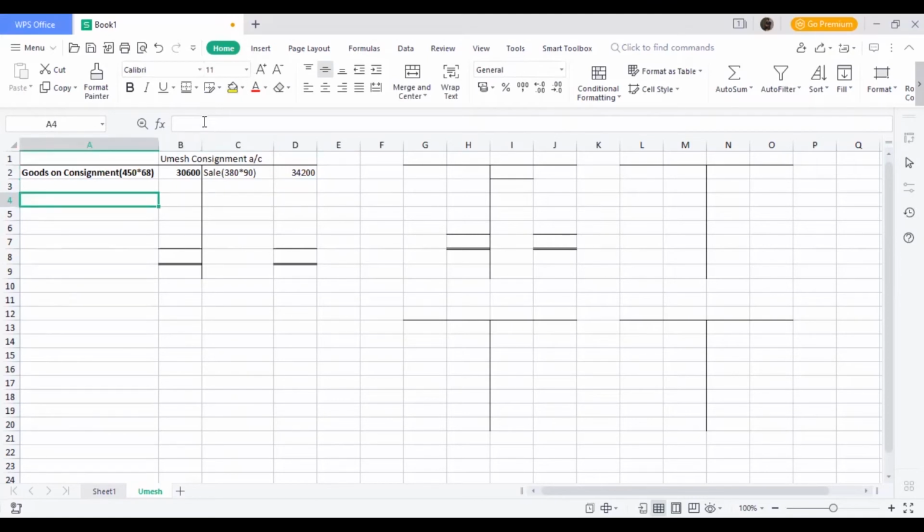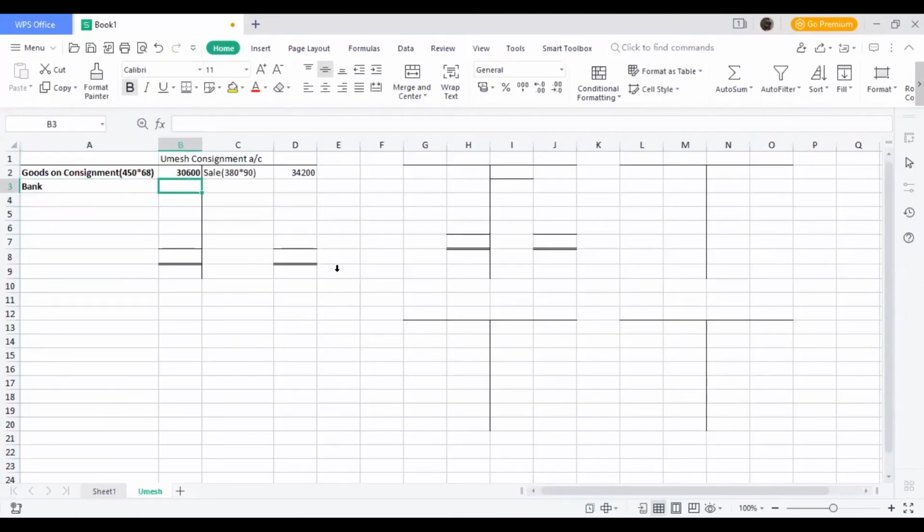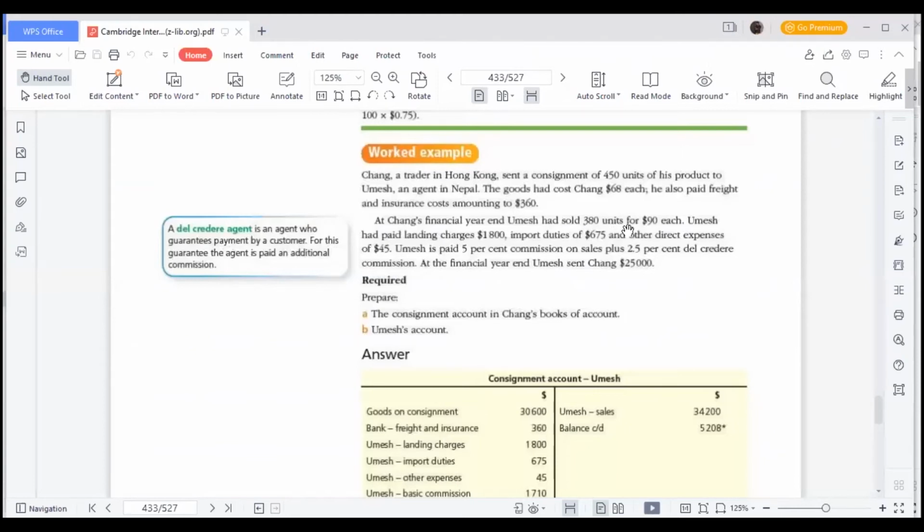Listen to this very carefully. He also paid freight charges, insurance cost amounting to 360. Now who is paying? Chang is paying from his bank 360 for freight charges. So you can directly take from the bank, and I'll open up a bank account, and right here on the credit side 360, saying Umesh consignment account. Okay, easy as that. At Chang's financial year end, Umesh had sold 380 units at 90.